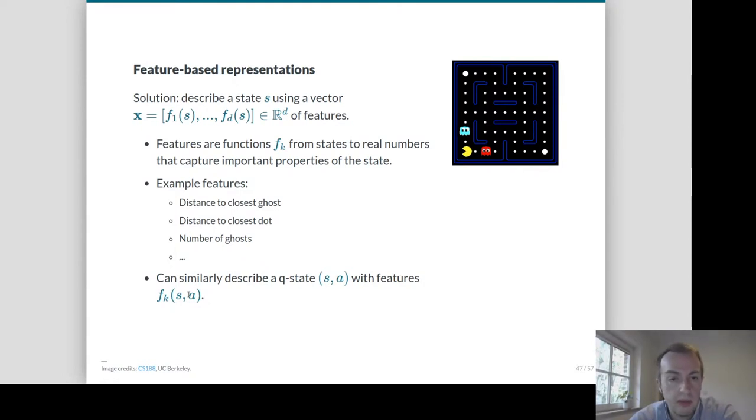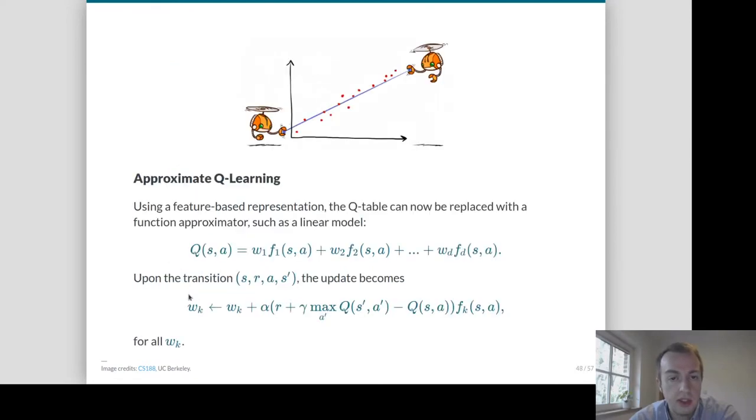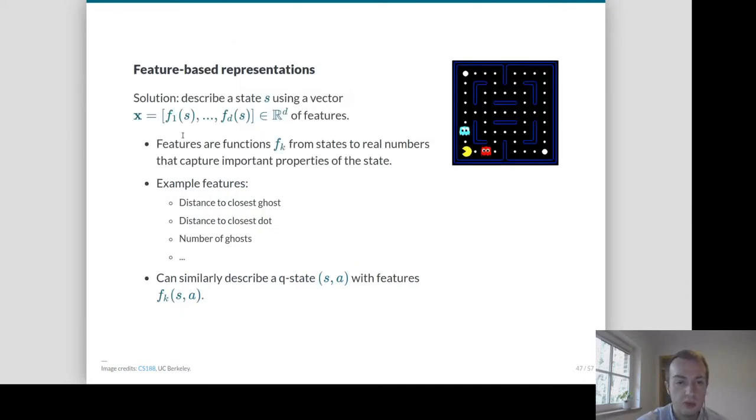And now that we are equipped with this feature-based representation of our states, we can define an approximate version of Q learning, which I will call approximate Q learning, in which we'll basically replace the Q table with a machine learning model, a function approximator. One of the function approximators we've seen is the linear model, in which we postulate that the output value, which in this case would be the Q value that we want to estimate, is a linear function of the input values. And the input values in this case would be the elements from our feature-based vector representation.